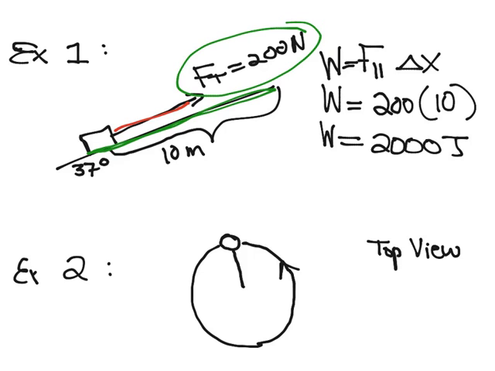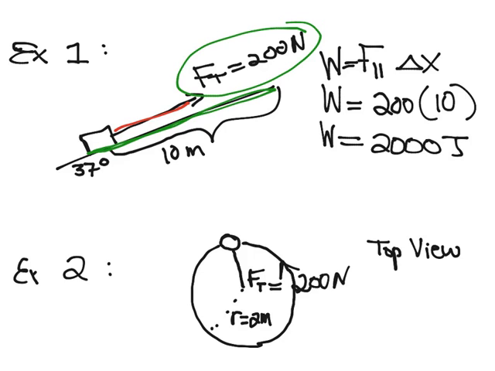I want you to try to think about our second example. Now this is a top view, and say there is a ball on a string and it is moving around this circle. Okay, let's say that the tension force is equal to 200 newtons again, because I'm lazy. And let's say that the radius of this circle is equal to 2 meters. Okay, I want you to try to calculate the work that the string does on the ball. Okay, so go ahead and do that and then check back for the answer.